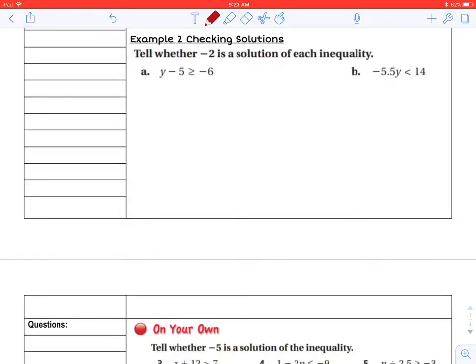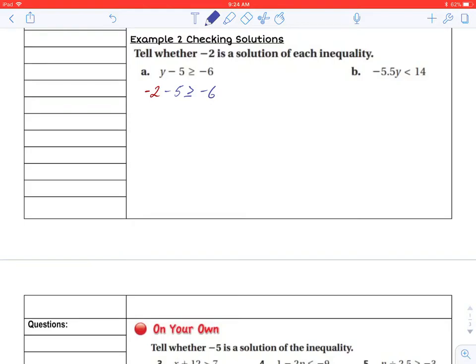Okay, example 2, checking solutions. The directions here are to tell whether -2 is a solution of each inequality. So what we're going to do is take this -2 and plug it into the variable of each inequality. In this case on A, we're going to have -2 minus 5, and we're going to check to see whether the solution of that is greater than or equal to -6. So for y, I'm going to plug in -2, and then I'm going to do minus 5 and check whether that really is greater than or equal to -6.